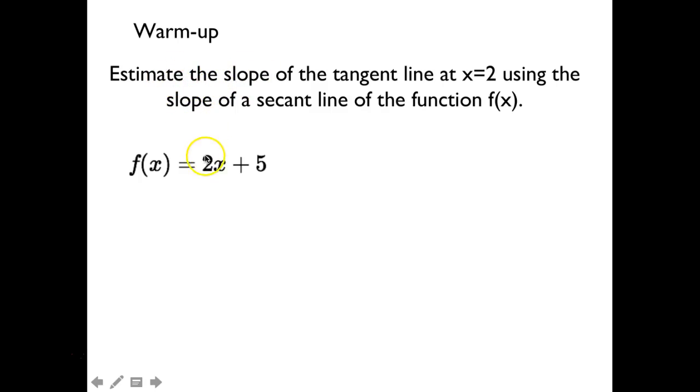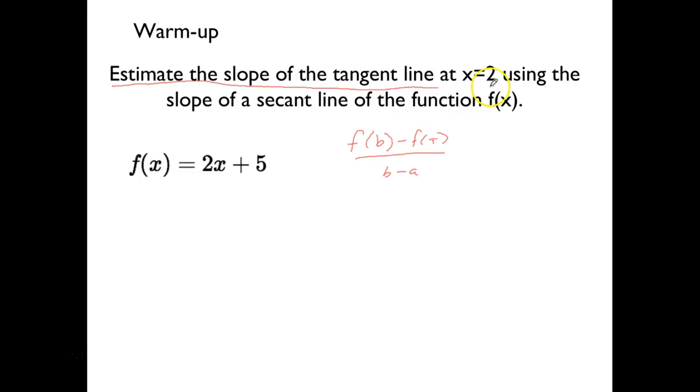Estimate, using an example that you guys should know how to do from 3.1. Estimate the slope of a tangent line at x equals 2 using the slope of a secant line of the function. Okay, this is our function f of x. So what you should be doing when you see this, estimate the slope of a tangent line, those are the keywords to use f of b minus f of a all over b minus a.